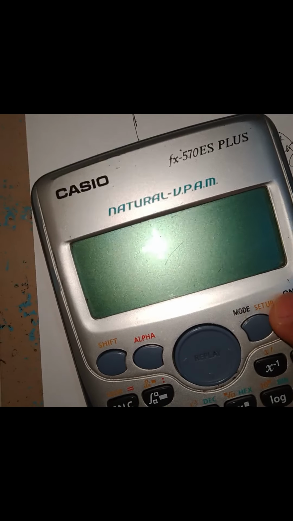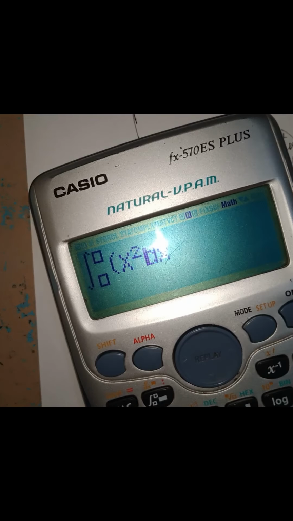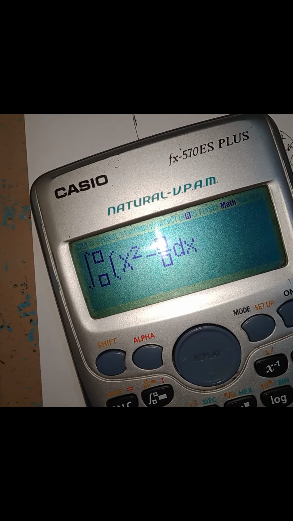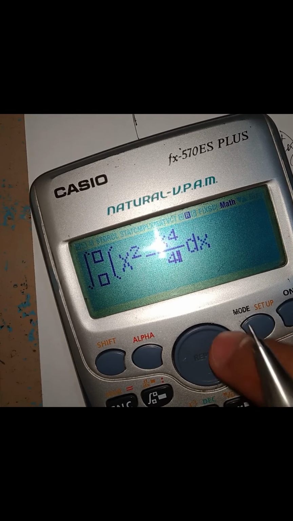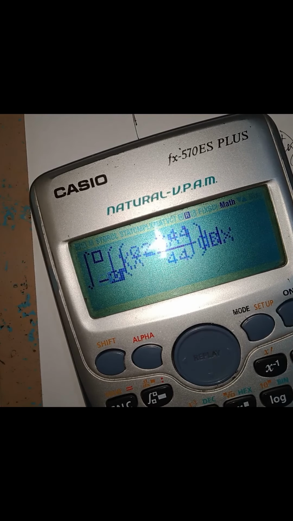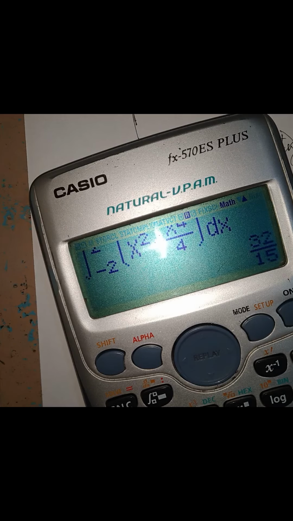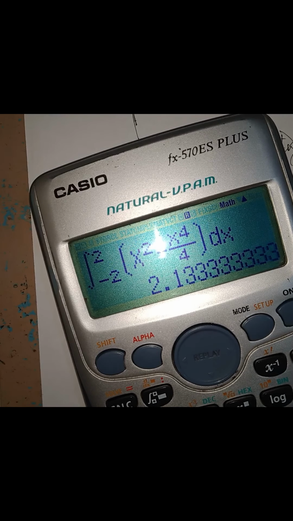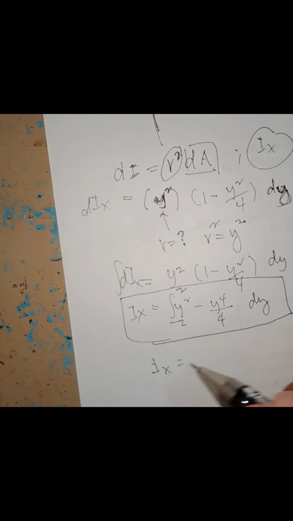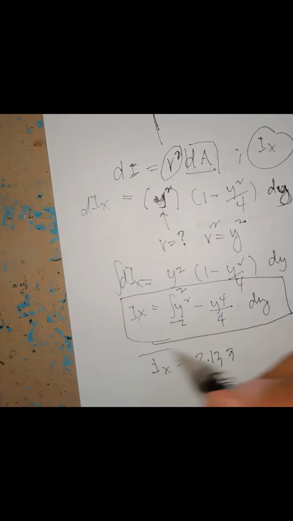Then we use the calculator to integrate y squared minus y to the 4 over 4, from negative 2 to 2. The answer is 32 over 15, or 2.1333. So the answer is 2.133. This is our answer.